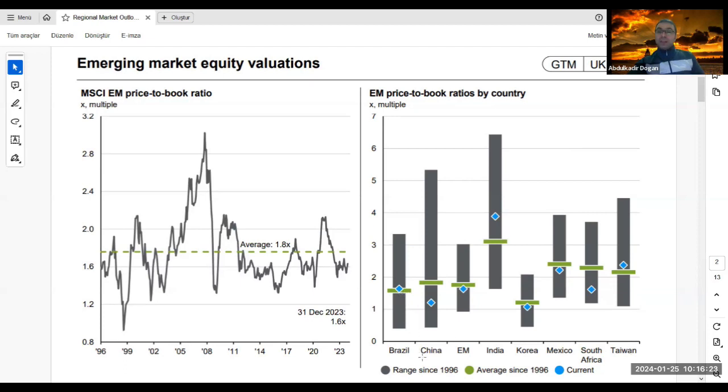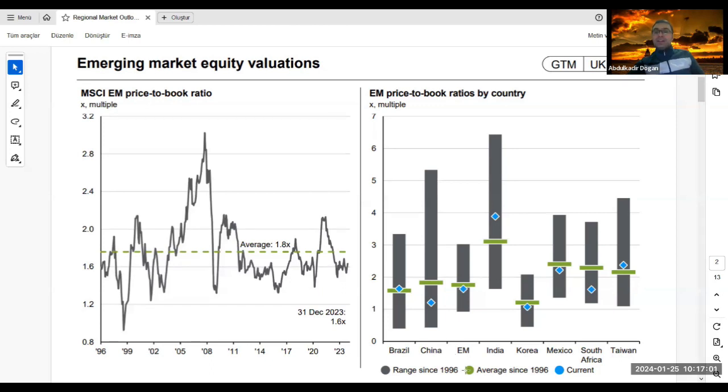On the left-hand side, by the way, you should look at the definition here as well. The black color is showing the range, the lower and upper prices, bottom and top prices, during approximately 30 years, in which band these prices will move. Brazil's price to book ratio is moving from approximately 0.5 to 3.5. For China, it's 0.5 and 5.5. For instance, the lowest price is 0.5 and the highest price is 5.5.